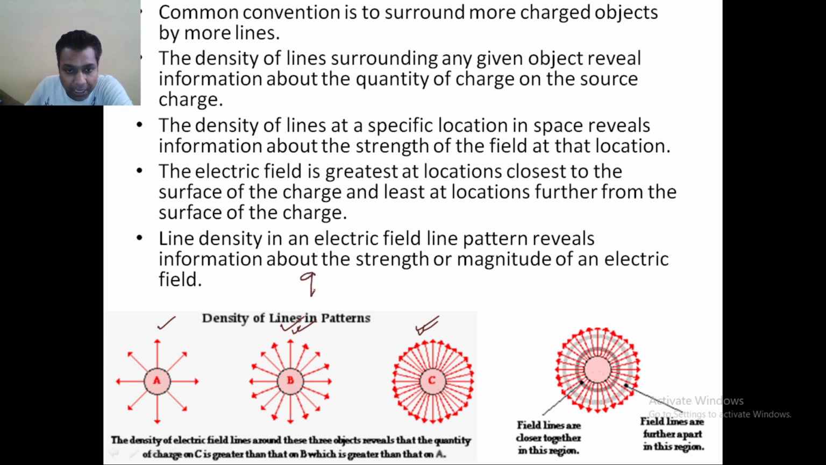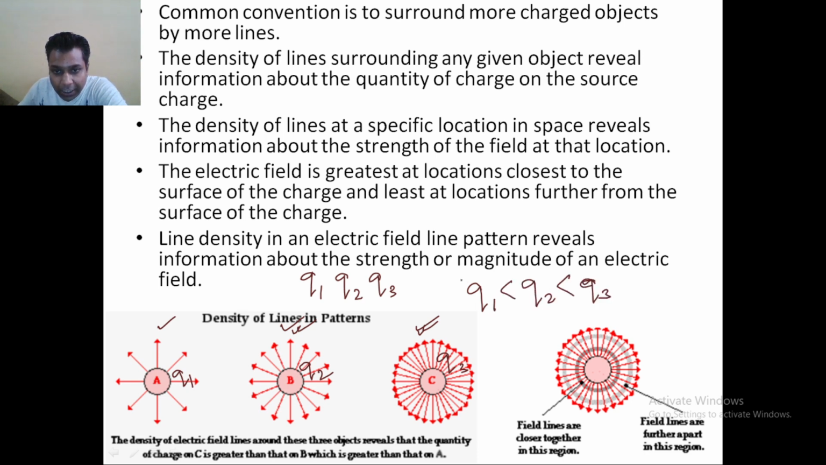For example, if you have Q1, Q2, Q3, Q1 is present at A, Q2 is present at B, and Q3 is present at C. In case of A, the number of field lines is the least, B has a higher number, and C has the highest. It means that Q1 is the least, Q2 is greater, and Q3 is the highest magnitude of the charge, present at point C.